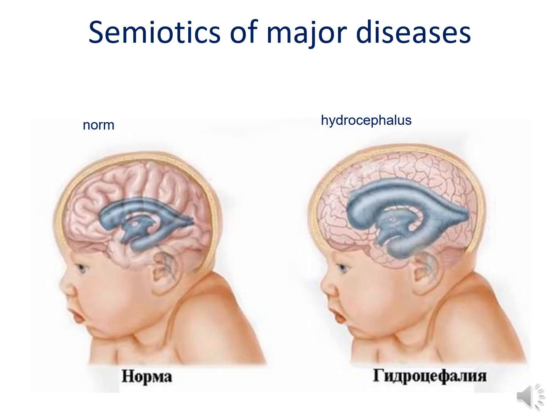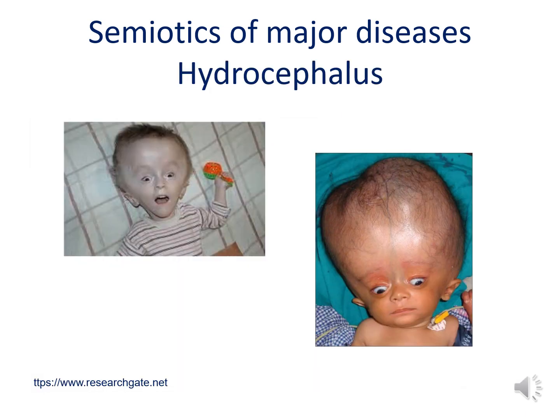Increase of head size and deformation of the skull may be signs of hydrocephalus. In these cases, intracranial pressure is increased and the brain is compressed. In these pictures, you can see some patients with hydrocephalus. It's a very severe disease which leads to damage of the central nervous system.